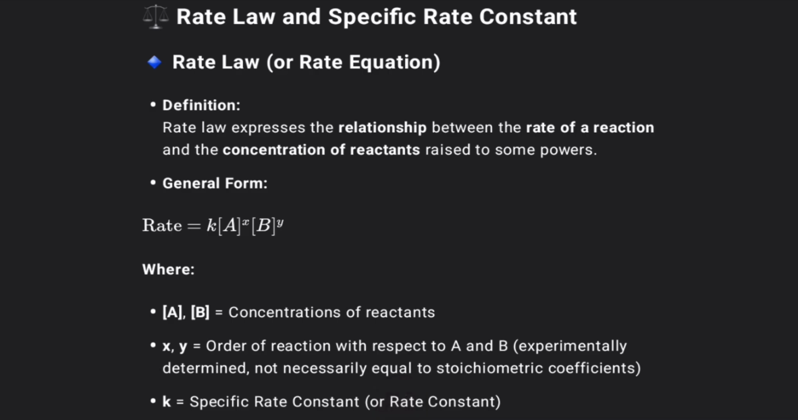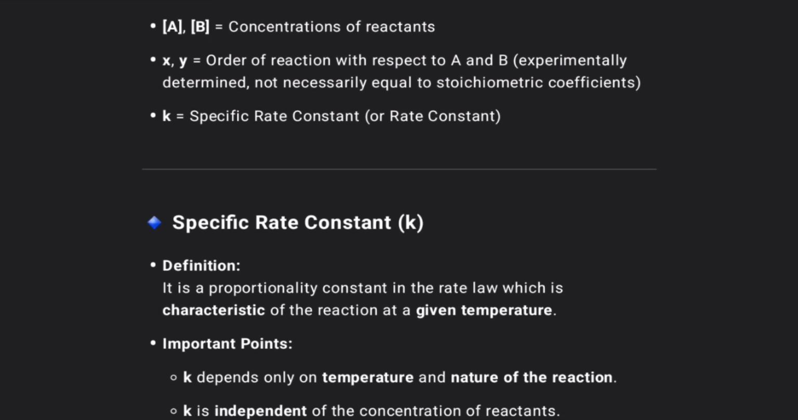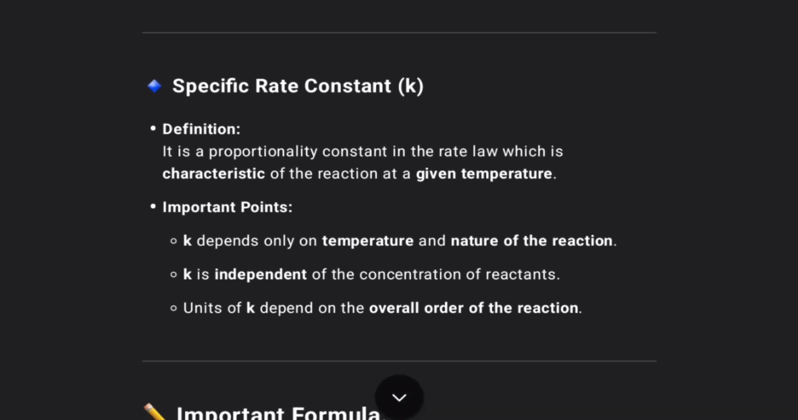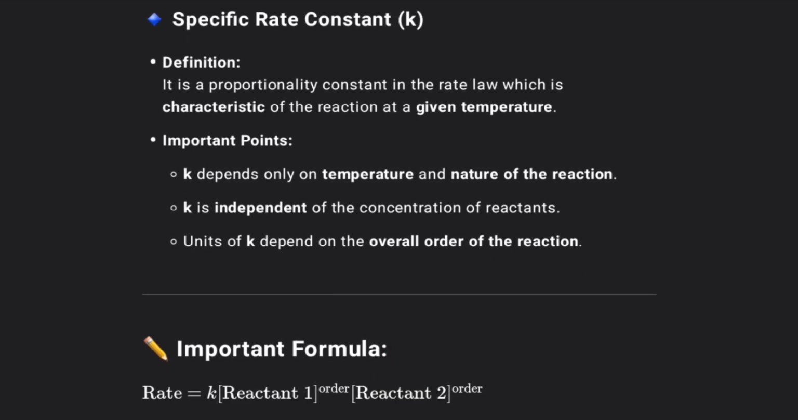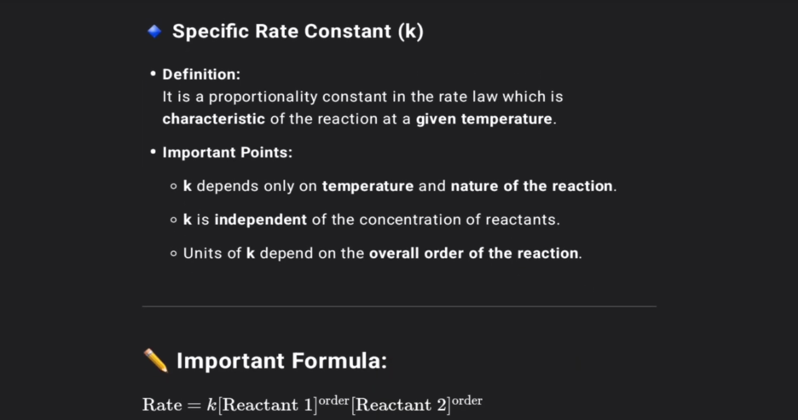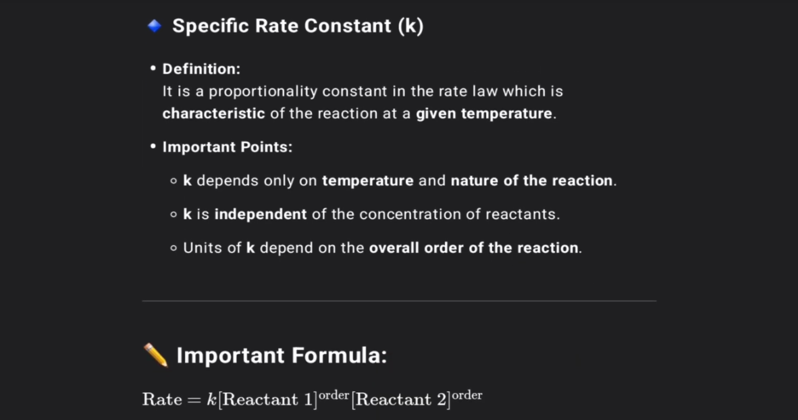k equals the specific rate constant or rate constant. Specific rate constant k. Definition: it is a proportionality constant in the rate law, which is characteristic of the reaction at a given temperature. Important points. k depends only on temperature and nature of the reaction. k is independent of the concentration of reactants. Units of k depend on the overall order of the reaction.